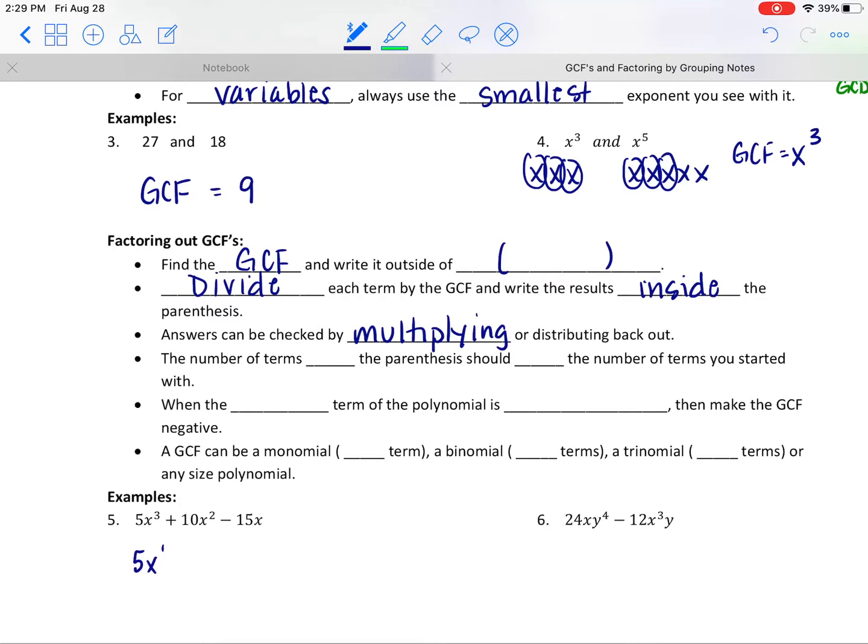Okay? And then just as a couple of notes here, the number of terms that you start with and the number of terms in the parentheses should always match, right? If you start with 3 terms and you divide all 3 of those by the GCF, then you better have 3 results that go inside of the parentheses. So the number of terms in the parentheses should equal the number of terms that you started with. And then the next 2 bullets we will come back to.